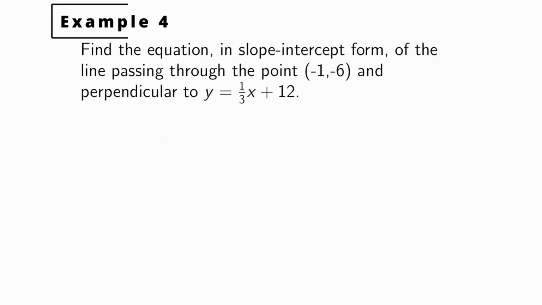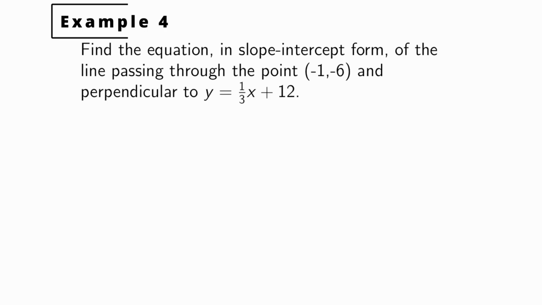In our final example, we want to find the equation, once again in slope-intercept form, of the line passing through the point (-1, -6) and perpendicular to the line y equals 1/3 x plus 12. Like our last example, we're given a point on the line, (-1, -6), but not the slope. However, we do have the piece of information that the line we're looking for is perpendicular to the line y equals 1/3 x plus 12.